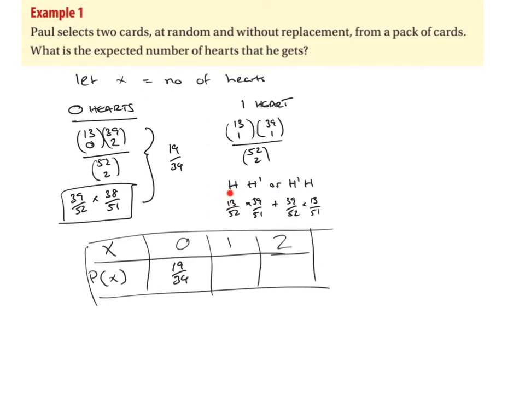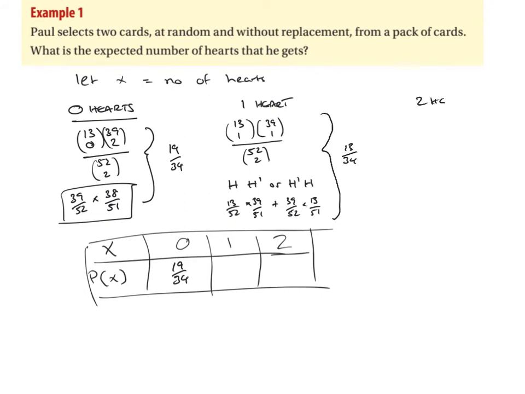There's two different ways that we can have one heart and not a heart. It's either heart, not heart, or not heart, heart. Again, if we put them into your calculator, it doesn't matter which one you use, we're going to get an answer of, I think it's 13 over 34. So 13 over 34 for this.